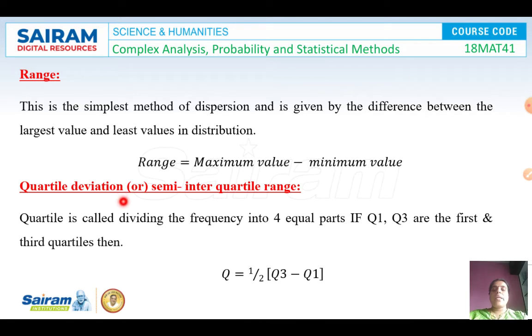Next is quartile deviation or semi-interquartile range. Quarter means we take 1/4 of the circle. So quartile here means dividing the frequency into 4 equal parts. For example, if Q1 and Q3 are the first and third quartiles, then semi-interquartile range Q is defined as 1 by 2 into (Q3 minus Q1).